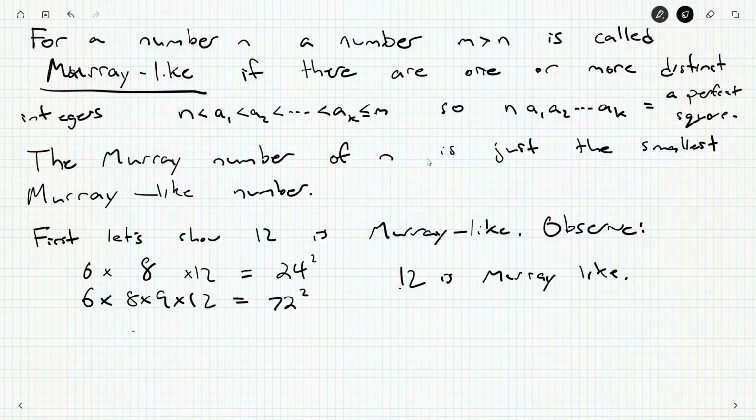Now we just need to show that 11 is not Murray-like for 6, and 10 is not, 9, 8, 7, and so forth. I have a feeling prime factorizations are going to come into this a fair bit. What's the best way to do this? Do I go about it with prime factoring, or do I just show that none of this is going to work? Let's make a chart.